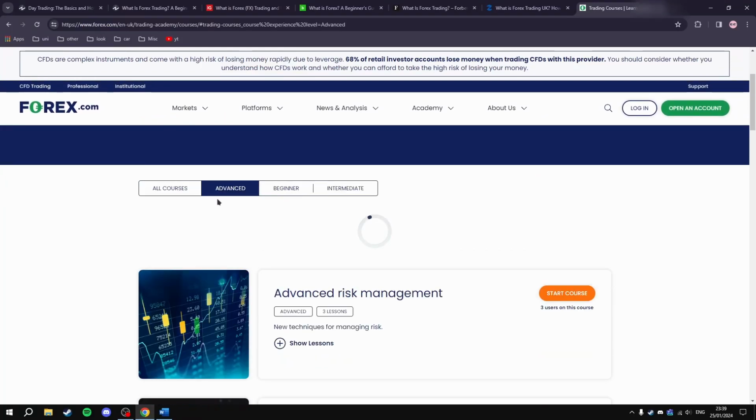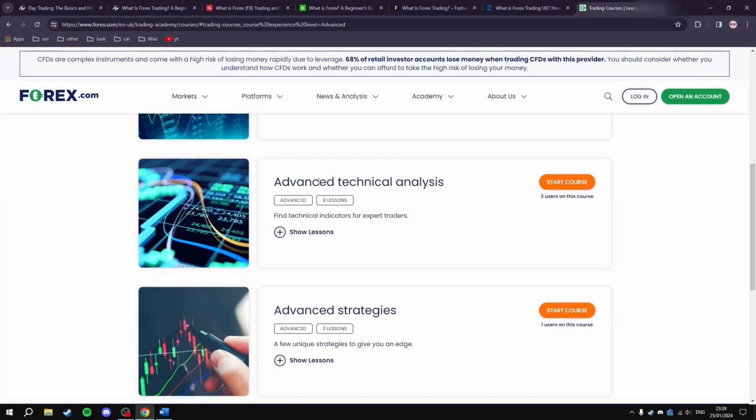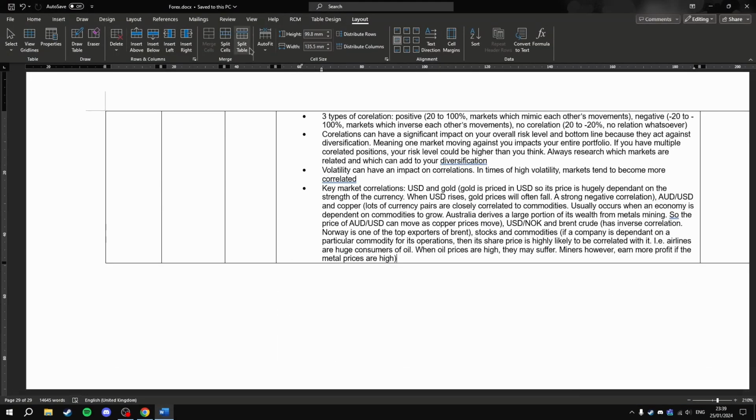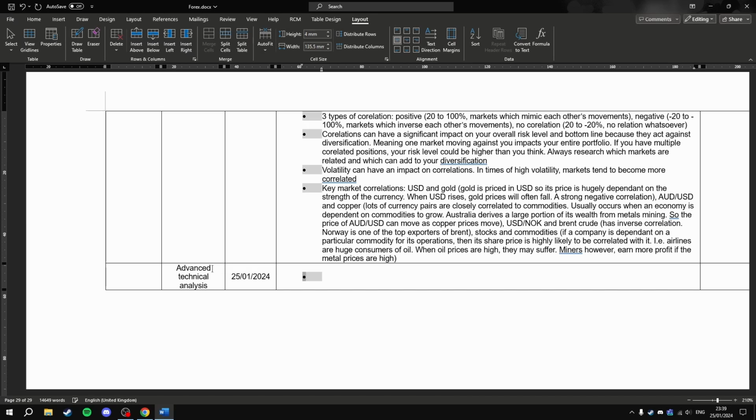Let's see. Whoops. Advanced risk management. Advanced technical analysis. Let's go. So this is technical analysis, and the date is 25/01/2024.